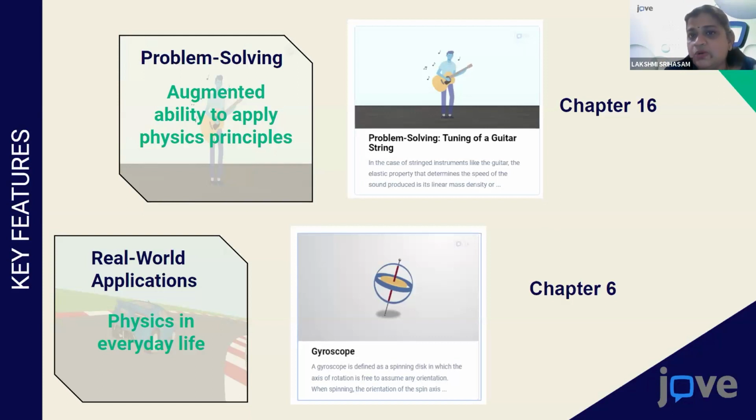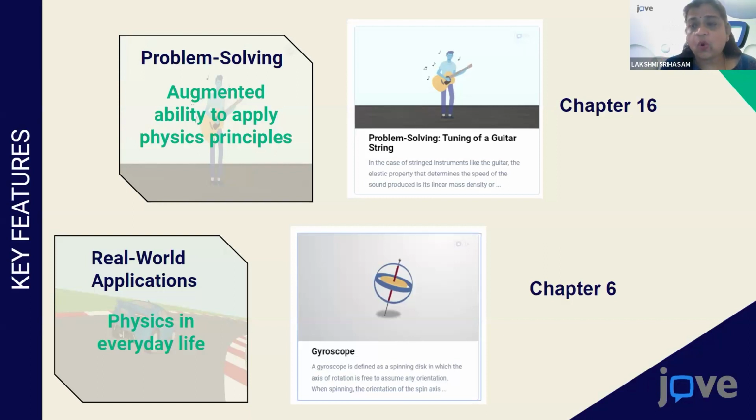So here I have put two videos. The first one is on tuning of a guitar, which explains the physics of tuning a guitar string and solves the related problems for accurate pitch and harmony. The other one is about a gyroscope, how the concept of the gyroscope is used, like how the earth is a giant gyroscope, and how gyroscopes are used in aeroplanes. So along with typical lessons on the concept, we have added these problem solving and real world applications so that the students can understand better.